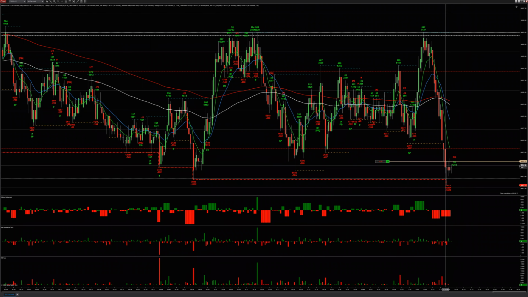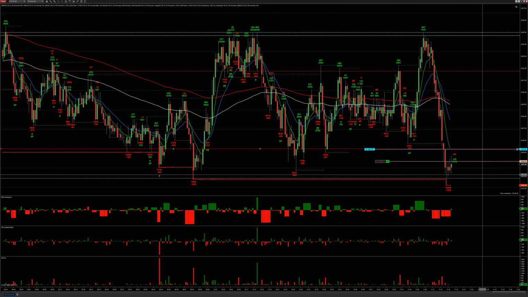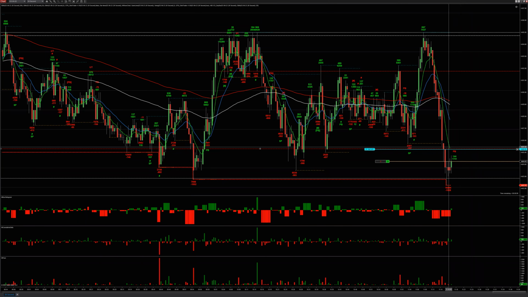Okay, so now it's going to go into a little bit of distribution near that zone. Let me get back out over here. I'm going to sell the second that we hit that confirmation level, and maybe I'll get out a little bit sooner. I could have gotten out right there.